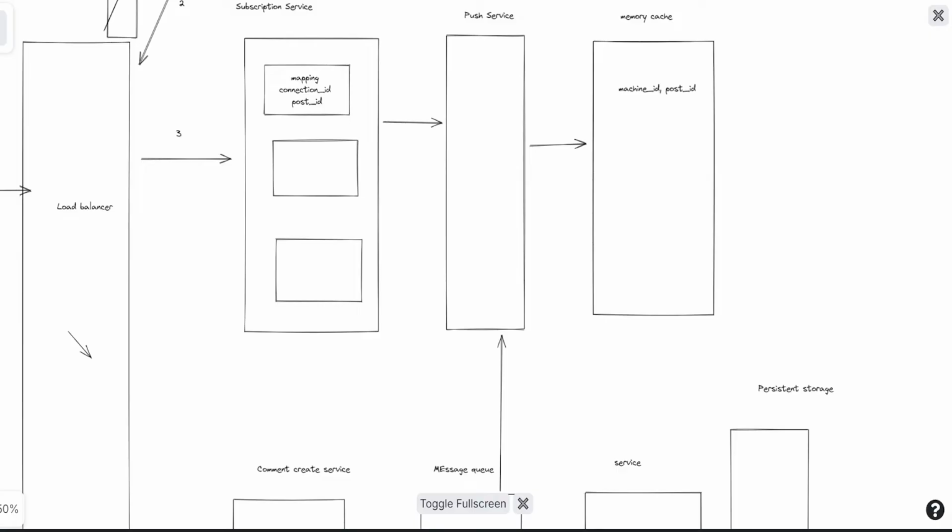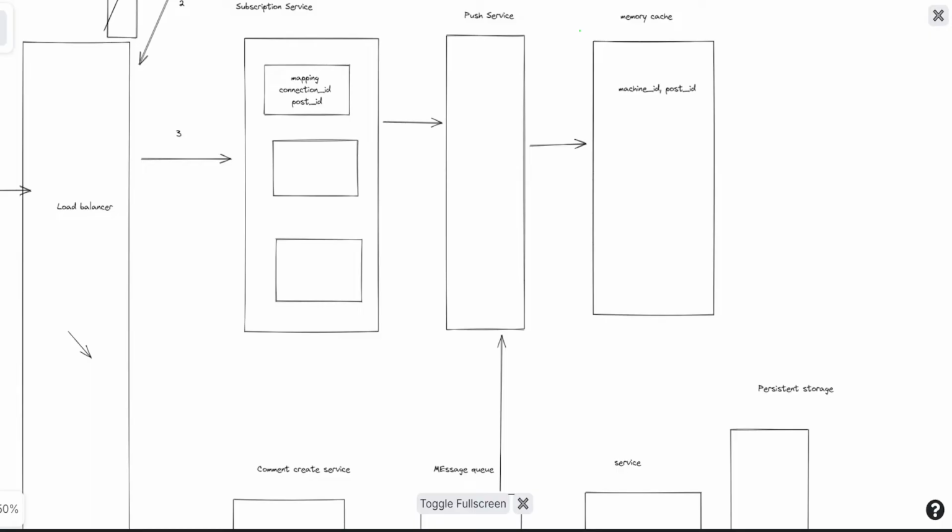So the push service looks at the memory cache over here, figures out which is the machine for which this comment needs to be pushed, looks that up, and sends the information back to this particular machine. And now this machine knows, okay, this is the connection that is interested in this particular post, and pushes the information back.